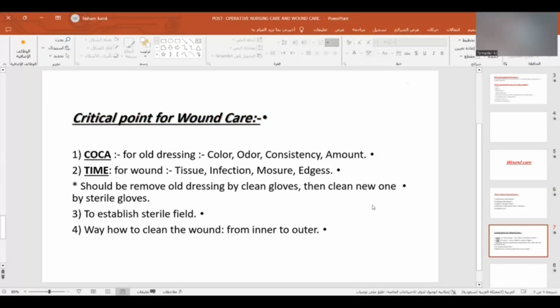We have critical points for wound care. For the old dressing, we are checking by the color, odor, consistency, and amount. For the wound, by the time, tissue, infection, moisture, and the age. The old dressing should be removed with clean gloves, then clean the new one with sterile gloves to establish a sterile field, and clean the wound from the inner to outer. This is the way of cleaning the wound.